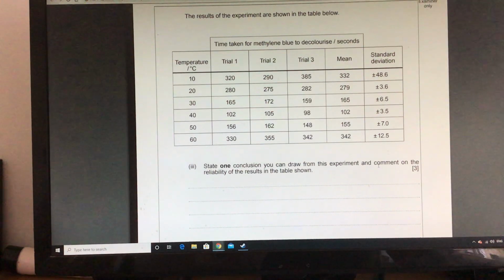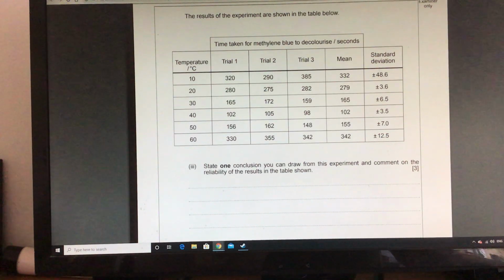One conclusion, only one conclusion. And the one conclusion you can draw is this line here. The mean time taken for 40 degrees is lowest, which means that is your optimum temperature. That is something you can take. Also, the standard deviation is low for this number. Okay. Plus, what you need to clearly say when you're commenting on reliability, that sticks out like a sore thumb, and that is pretty close afterwards.